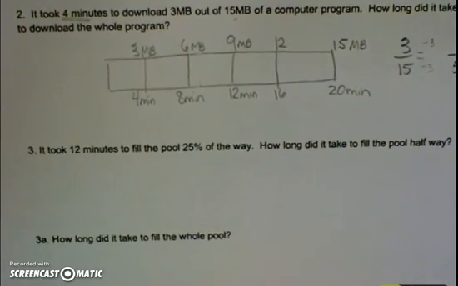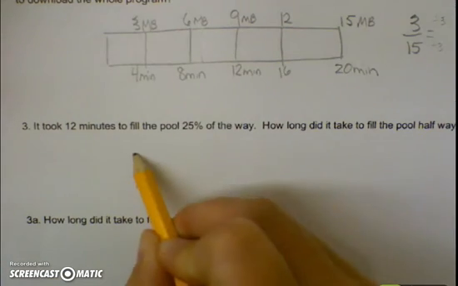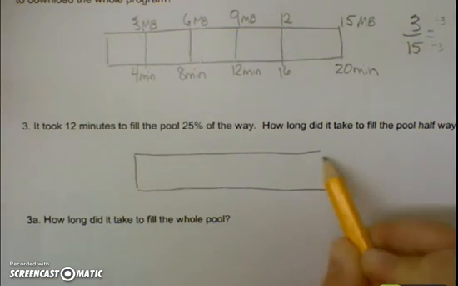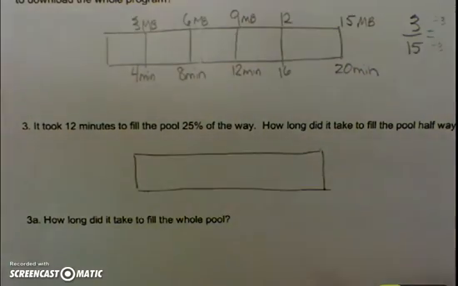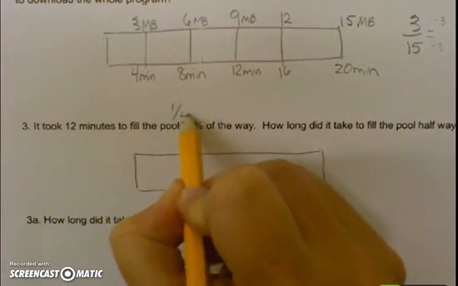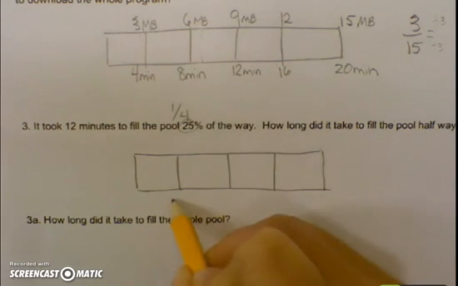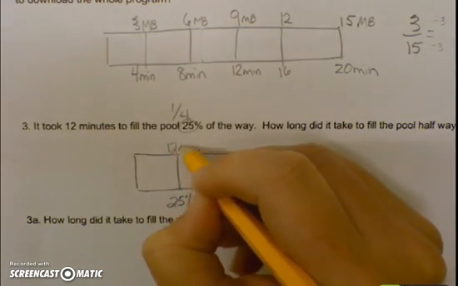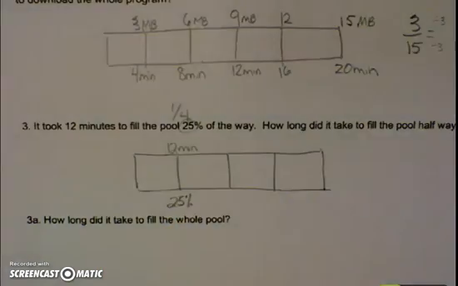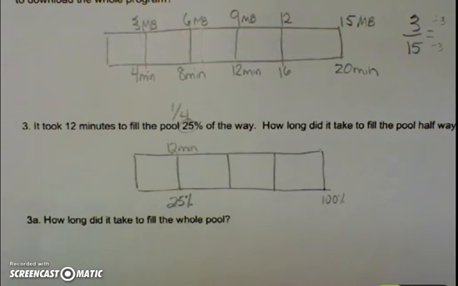It took 12 minutes to fill the pool 25% of the way full. So again, 25% is a hint. We know that 25% is the same as 1/4, so I'm going to use that and divide my bar into 4 equal parts. I know that 25% took 12 minutes. I know that my 100% would be the whole thing all the way filled up.